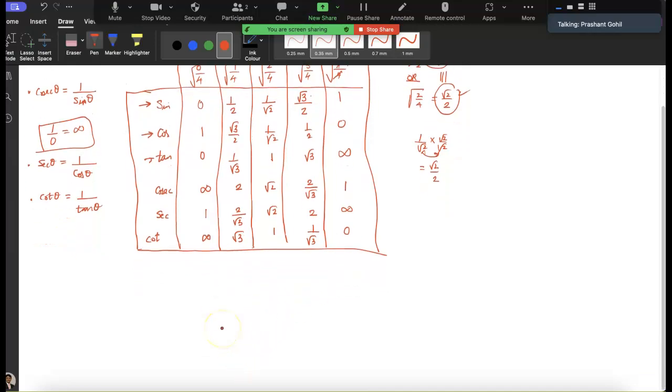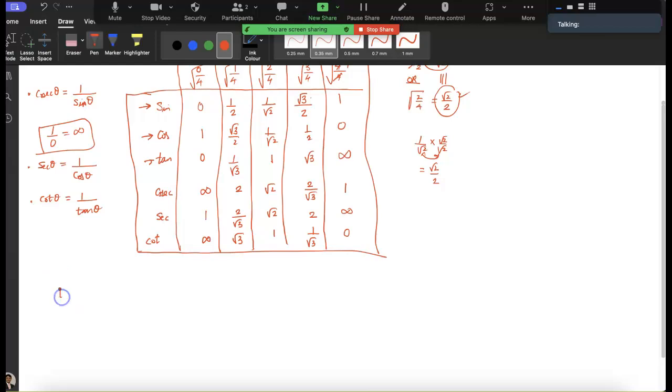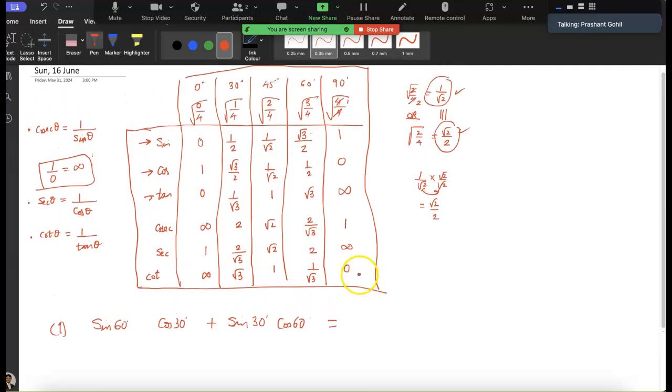Okay? So now let's begin with the first sum. You have to do sine 60 cos 30 plus sine 30 cos 60. Simply substitute. Come on, start. Tell me what is sine 60? Root 3 upon 2. What is cos 30? Root 3 upon 2. What is sine 30? 1 upon 2. Cos 60? 1 upon 2.